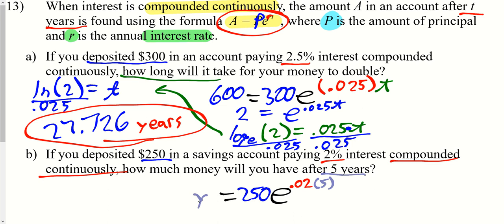So for the most part, since your y is on one side by itself, you can just go ahead and type it in just as you see it. Go 250 times e. Remember, e is your second ln. It should give you an open parenthesis. Then put 0.02 times 5, close your parenthesis, and you get 276.29. Now, remember, we're dealing with money here, and we're dealing with dollars, so you have to put a dollar sign. And also with money, you always have to go to the nearest cent. So that's what we would get.